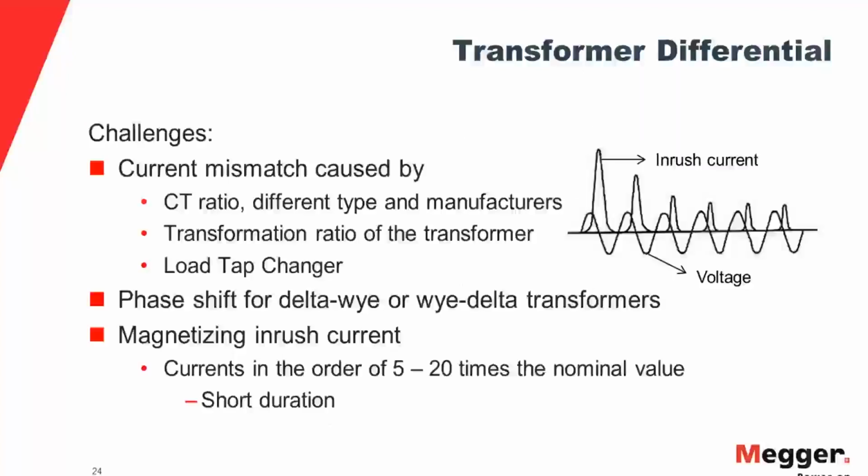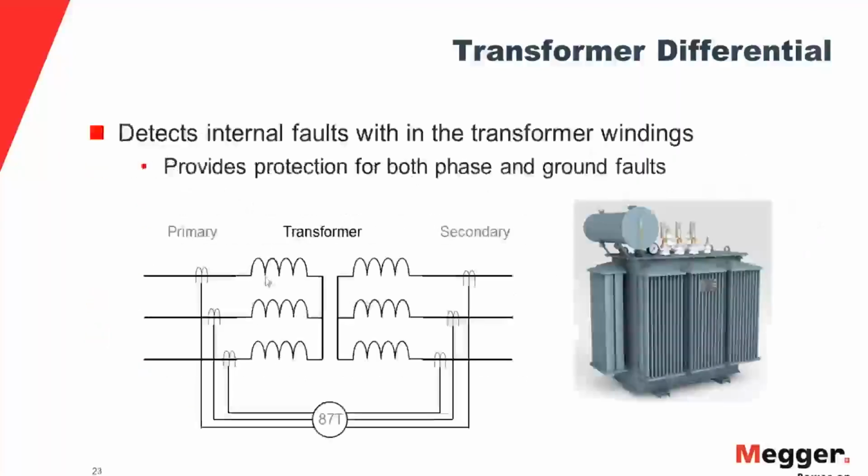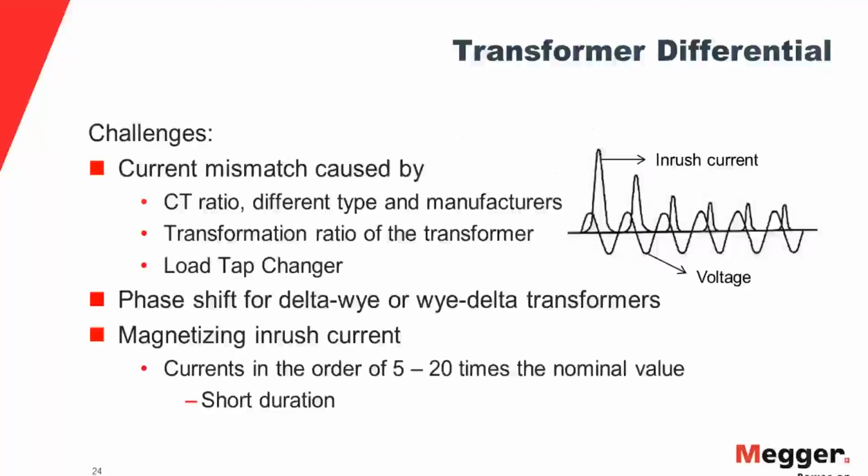The other current mismatch might be caused by the transformation ratio. Because we are talking about a transformer, it typically has 115 to 230 kV or 230 kV to 115 kV. That transformation ratio will cause current mismatch as well. On top of that, if you use load tap changers for voltage regulation, you're dynamically changing it using the on-load tap changer, or you have a fixed tap using the no-load tap changer. In those cases as well, you will have current mismatch.